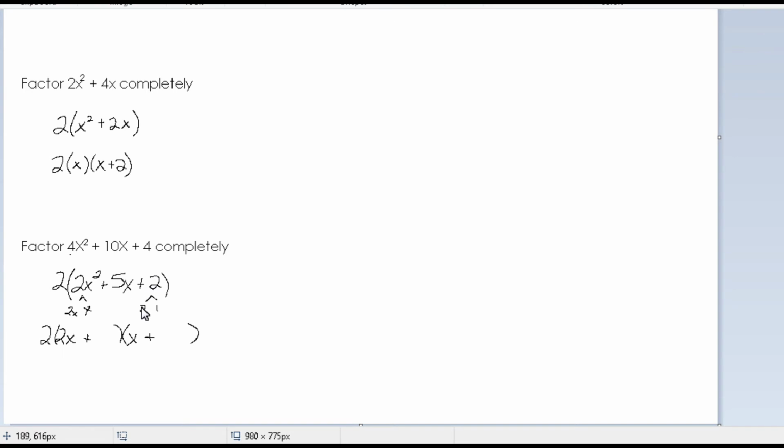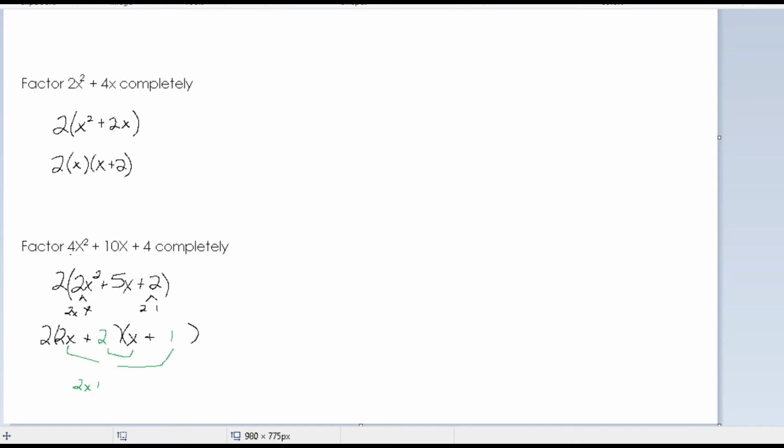Now I've got to figure out, do I put the 2 here or do I put the 2 here? So if I put the 2 here and the 1 here, my OI would be 2x times 1 and 2 times x. So 2x times 1 would be 2x and 2 times x would be 2x, and we add that together and that's only 4. So that's not correct.